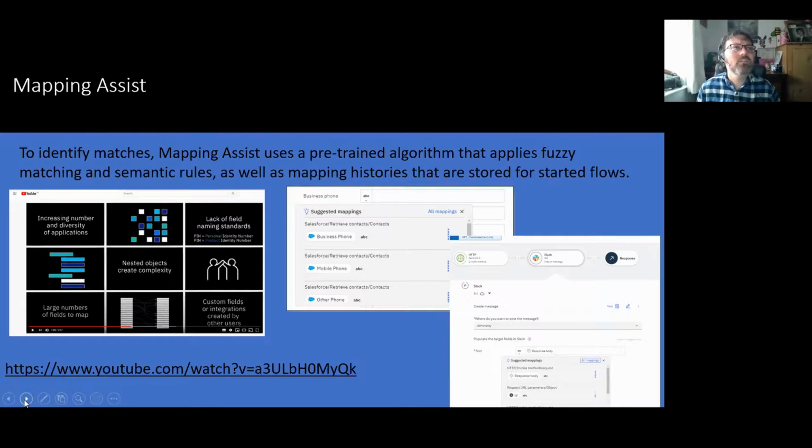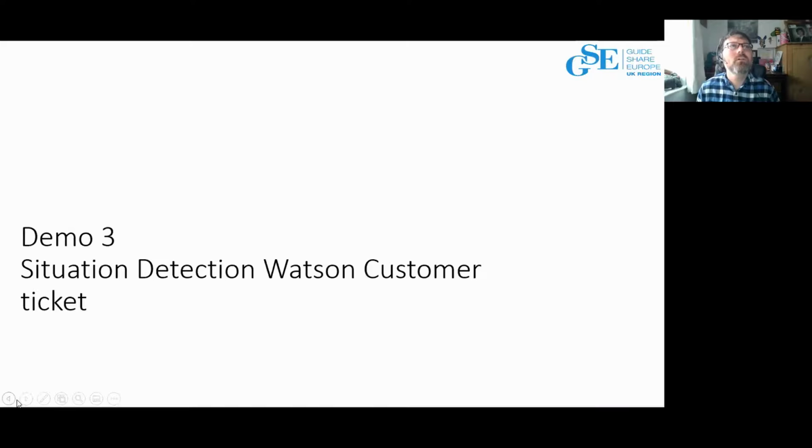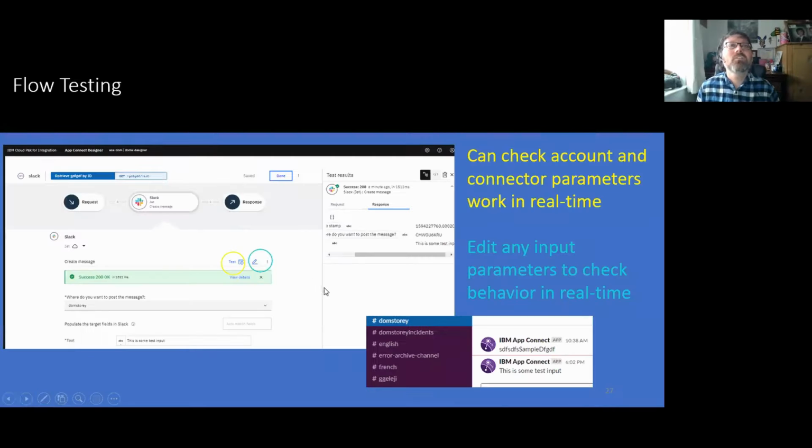Right, okay, so that's one there. Now flow testing. This is also something that's gone in relatively recently, I think about six months ago. It's the ability to test individual pieces. Rather than having to wait and start the whole flow up, you can test individual connectors. For example, here you can check account and connector parameters within this yellow box here.